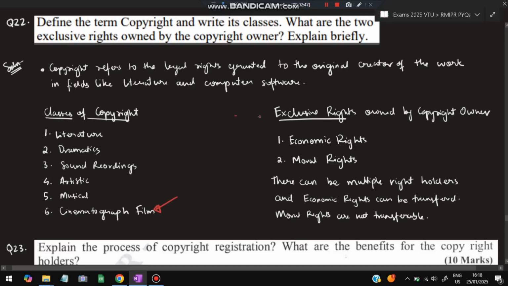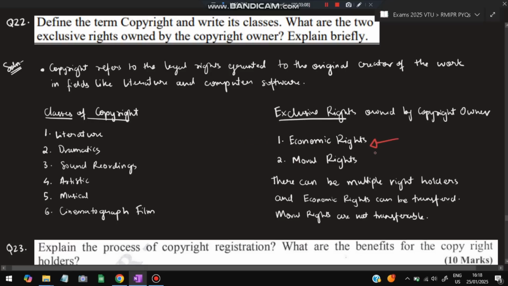Next is exclusive rights, which are of two types: economic and moral rights. So what are exclusive rights? Exclusive rights owned by the copyright owner are given only to the copyright owner. The first one is economic rights. In economic rights, what happens? The copyright gives the owner control over financial benefits.